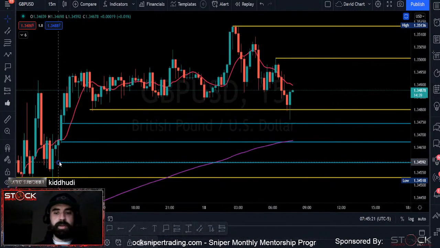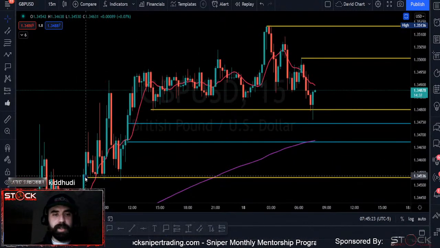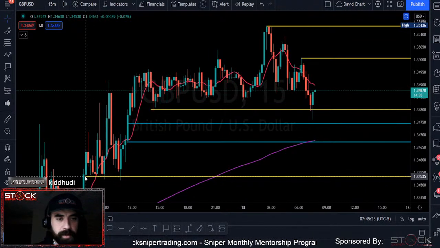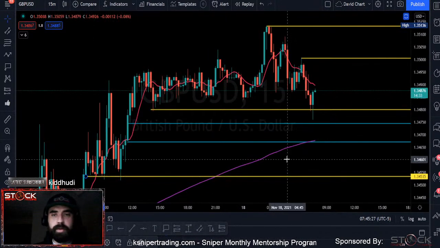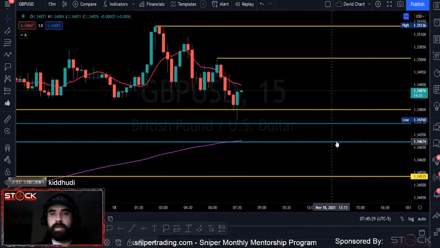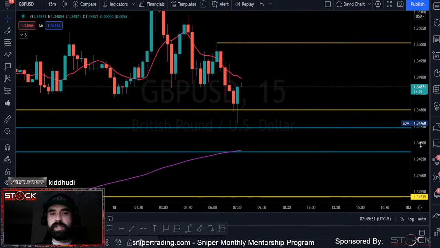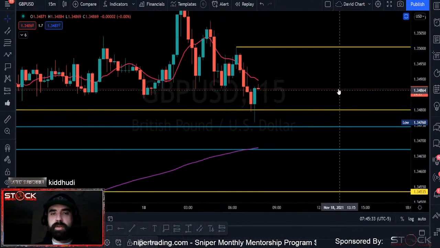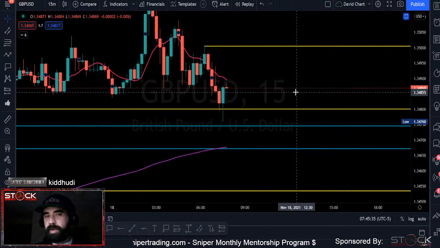I'm going to erase this one for right now, because we have it coming into the key area right here. So there's GU, guys. Still waiting. It looks like it might be continuing in the downtrend.